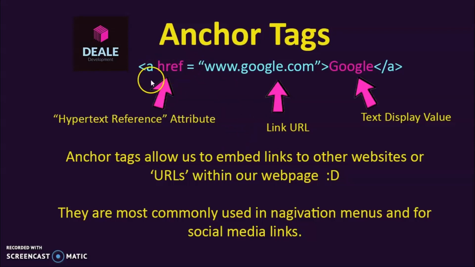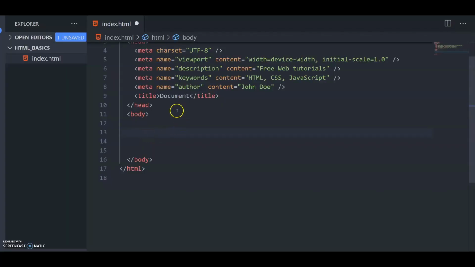Now, the href attribute stands for hypertext reference, and in simple terms, this just means the URL or website location online that the anchor tag or link tag is referring to. And then inside the tag, this will be the text display value on which we will click, and upon such a time that we click this link, it will take us to whatever URL we specify within this href attribute. Cool, so let's go ahead and look at anchor tags in practice.